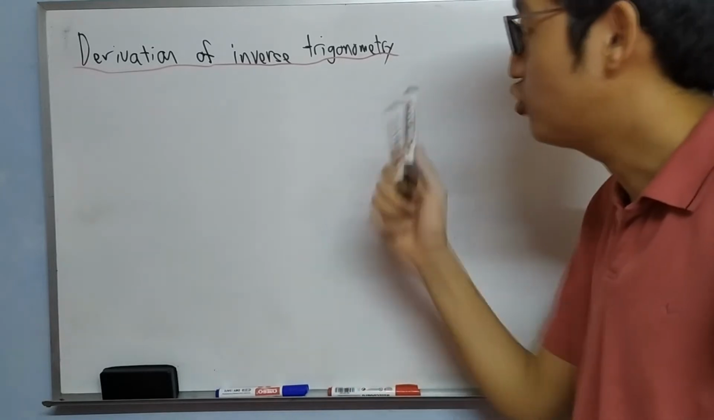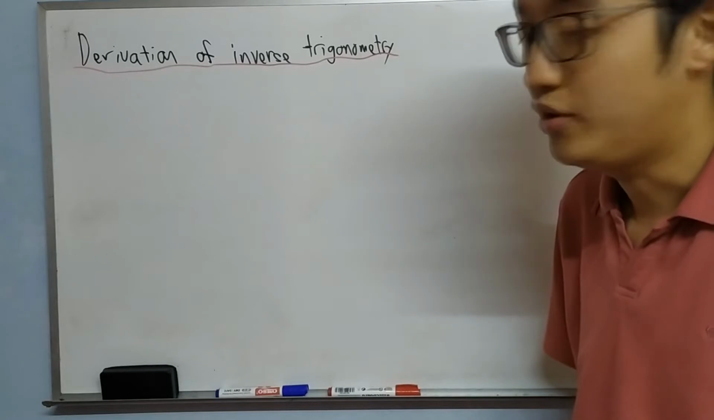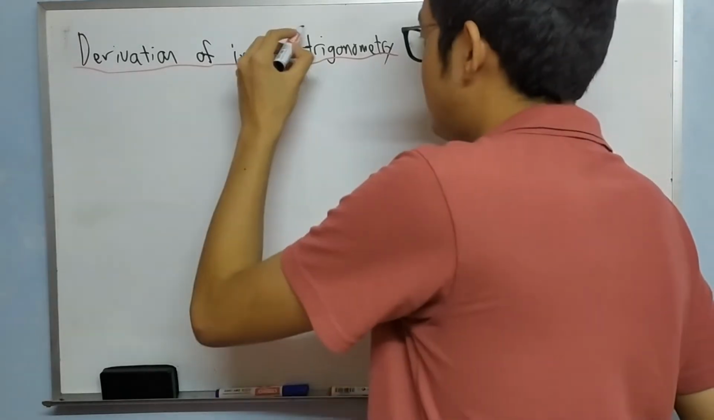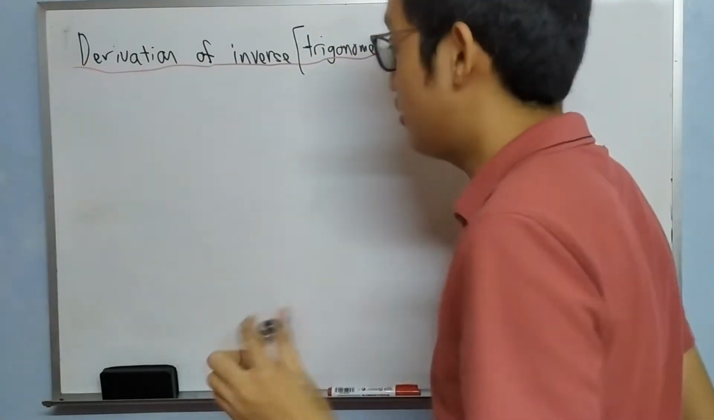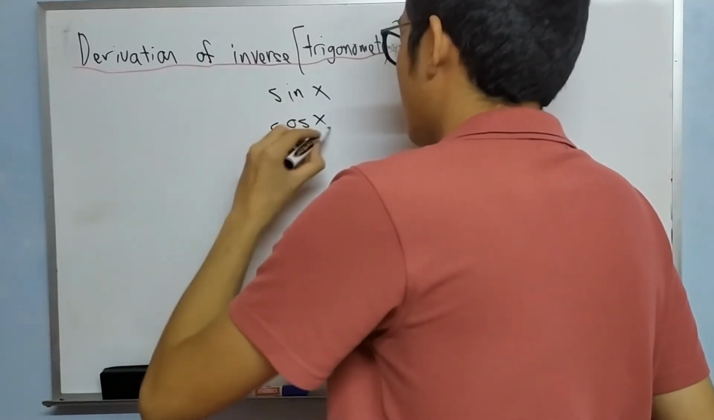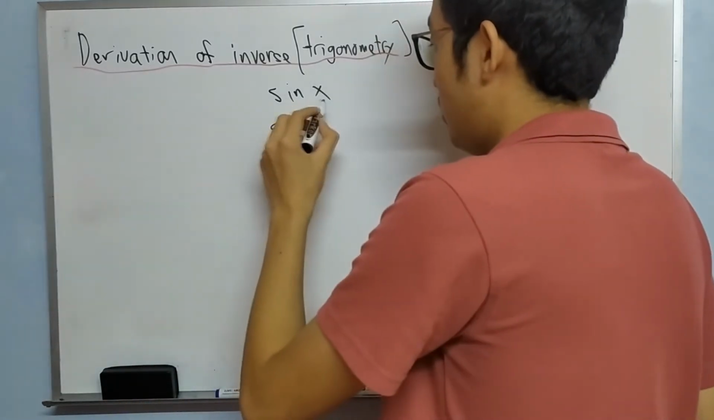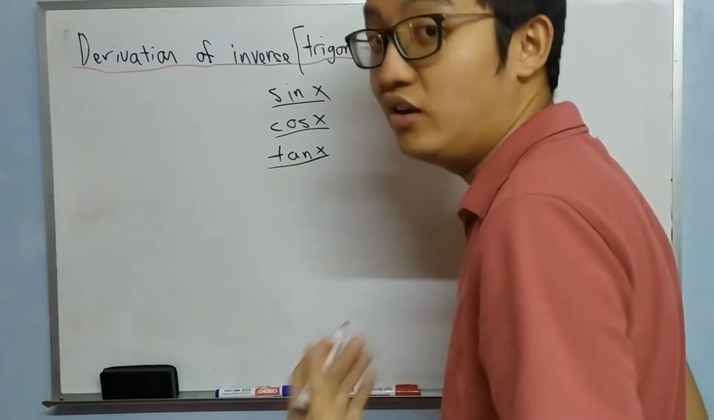Good morning. Today we are going to talk about the derivations of inverse trigonometry. What is inverse trigonometry? As we know, in basic trigonometry there are three: one is sine x, one is cos x, and the last one is tangent x. What is sine, what is cos, what is tangent? Let us recap.